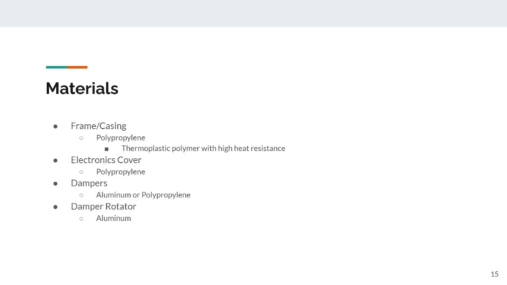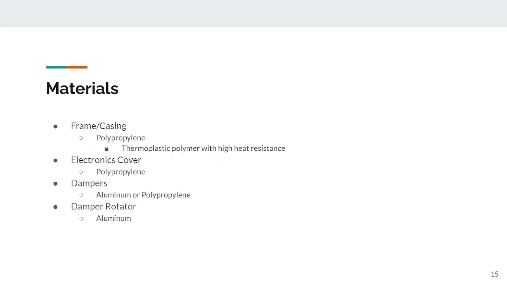As for materials, the frame and electronics should be made out of polypropylene, as it's a thermoplastic polymer with high heat resistance. This is important because the AC can also blow hot air, so we want to make sure that the attachment doesn't get affected by this.